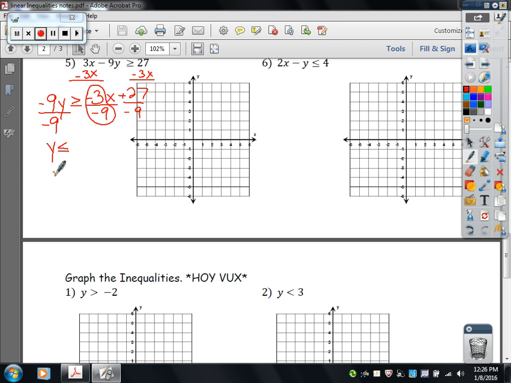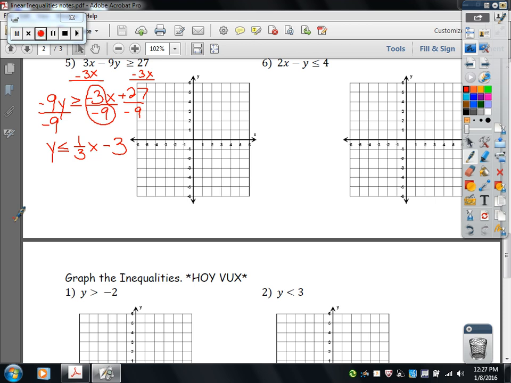You guys, you have to know how to simplify this. It's 1/3. I never write a slope as a decimal, ever. I always write it as a fraction. So this is going to be 1/3 x. 27 divided by negative 9 is negative 3. Guys, I want you to look at this right here. Look at this inequality that I just wrote. Does anybody have a question on how I got there?